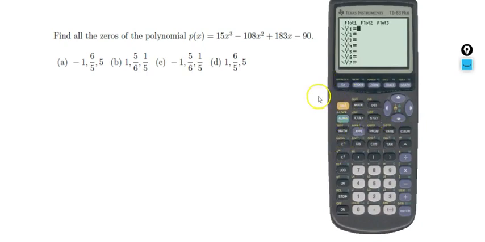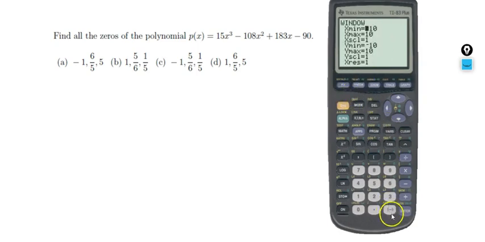I'm going to come up here and I'm going to put 15x cubed minus 108x squared plus 183x minus 90. And I'll start with a zoom 6. Okay, and now I might want to refine that.